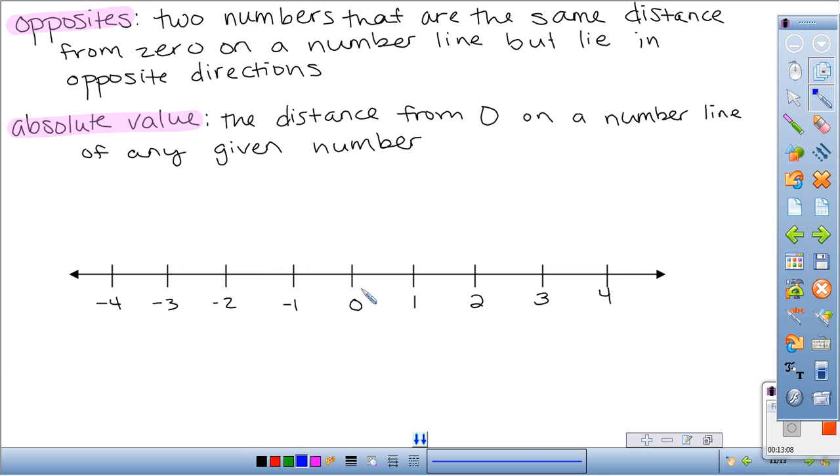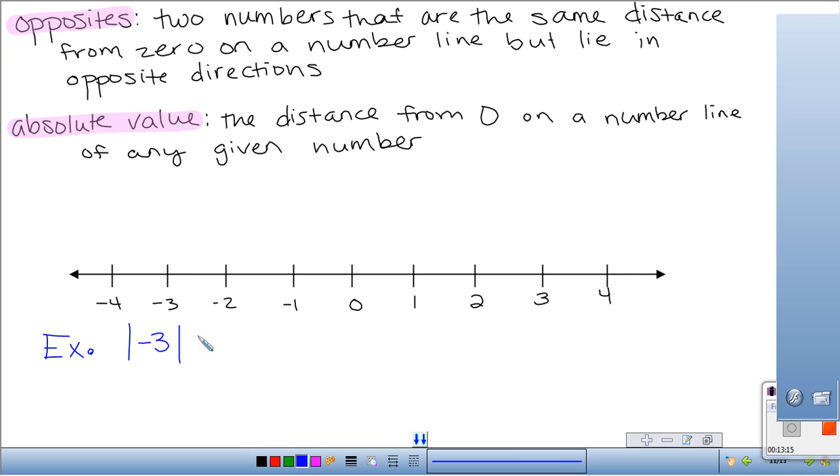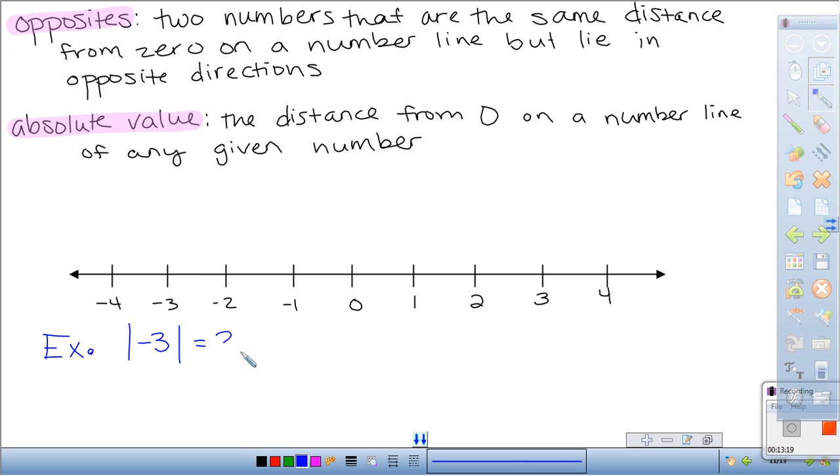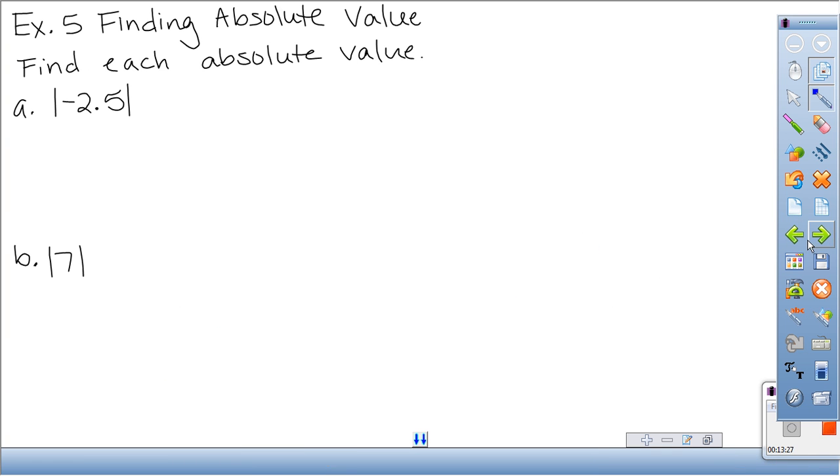So we were just talking about -3 and 2, so let me give you those as examples. The absolute value of -3, so it's these straight bars, the absolute value of -3 is 3. It was 3 away from 0. And the absolute value of 2 is 2 because it was 2 away from 0. Last example, finding absolute value.